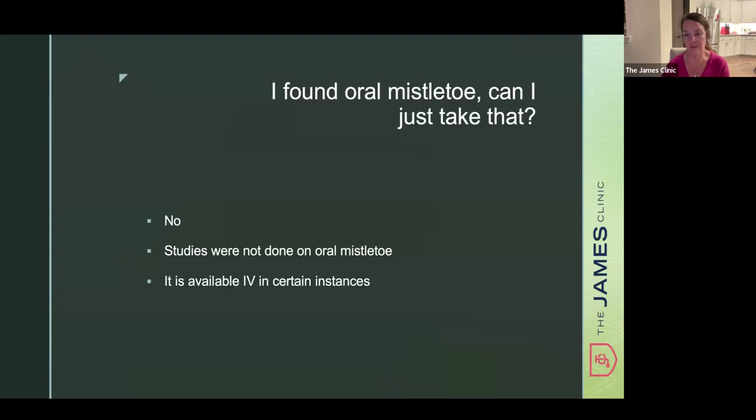And think about it, gastric acid breaks down a lot of the food that we eat. So it's going to break down a lot of the plant properties of what mistletoe is trying to bring to the table. Again, IV in certain instances, clinically, we would do that in our office. We're not going to start out with that, but we'll be adding that later this year. But no, oral mistletoe is not going to do the same thing as what we're talking about.